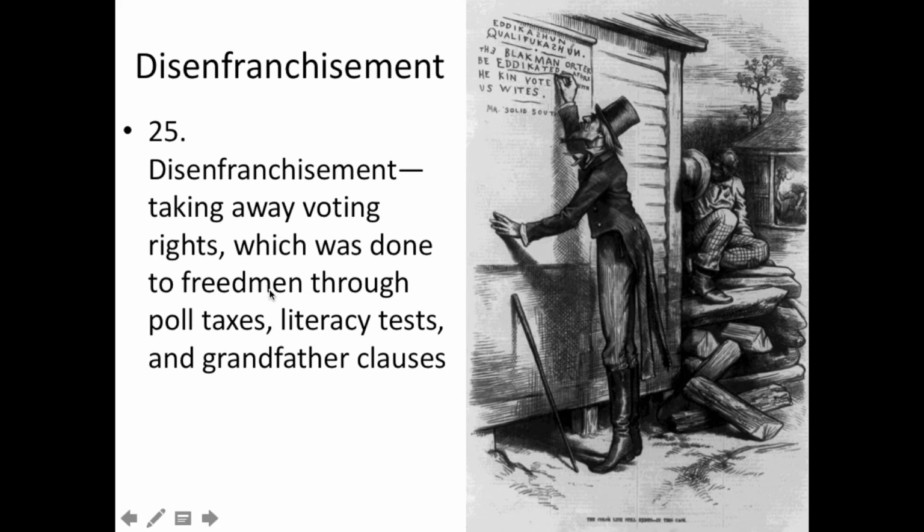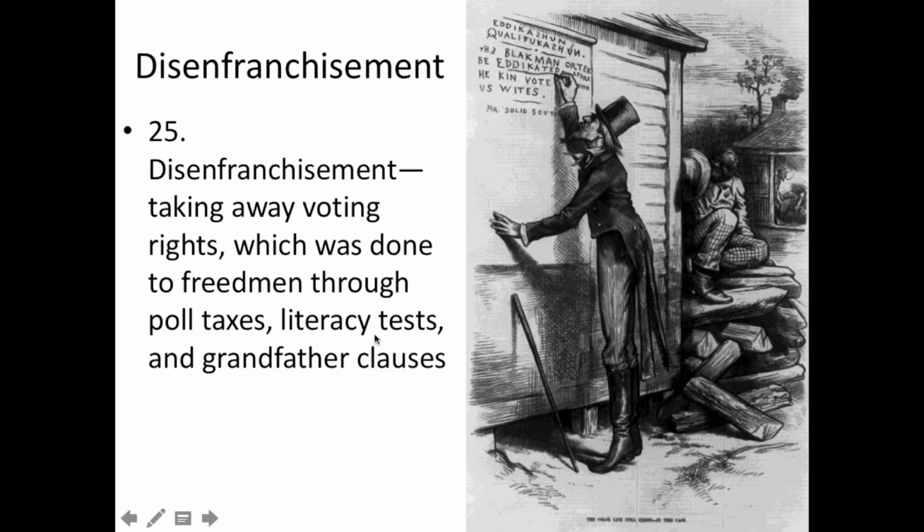So they're going to use poll taxes, literacy tests, and grandfather clauses. A poll tax means that you have to pay money so you can go vote. Well, if you're a Southern white, you probably have more money than a Southern black because of the sharecropping system. The Southern blacks didn't have very much money at all under the sharecropping system, so they cannot pay a poll tax. If you can't pay the poll tax, then you cannot go vote.